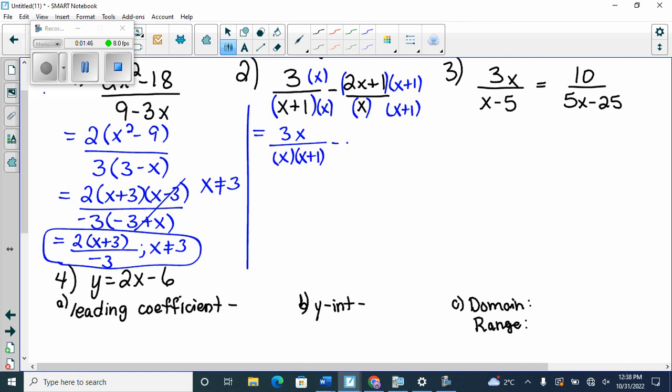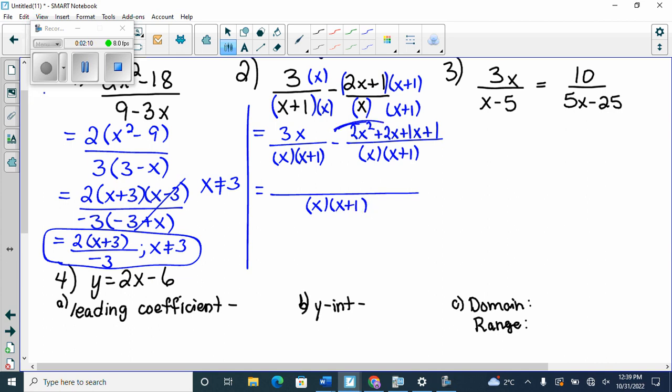And then this one we get minus. Rewrite our denominator. Distribute our numerators. 2x times x is 2x squared. 2x times 1 is 2x. 1 times x is 1x. 1 times 1 is 1. We get one denominator, and we have to remember to subtract everything after it.